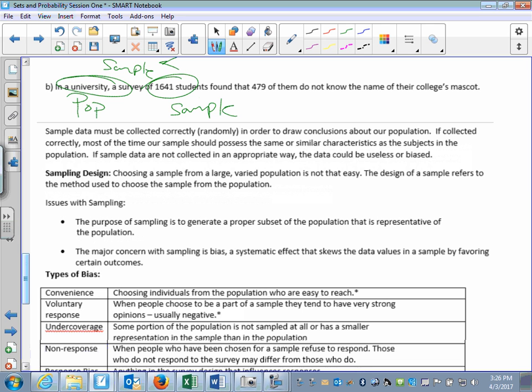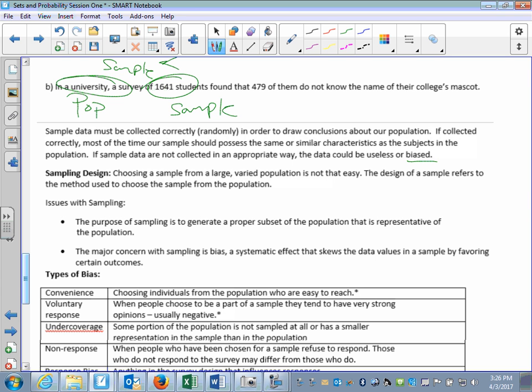Sample data must be collected correctly, randomly, in order to draw conclusions about the population. If collected correctly, most of the time our sample should possess the same or similar characteristics as the sample population. If sample data are not collected in an appropriate way, the data could be useless or biased. This is a very, very bad word. If your sample is biased, then you're not going to get good results.